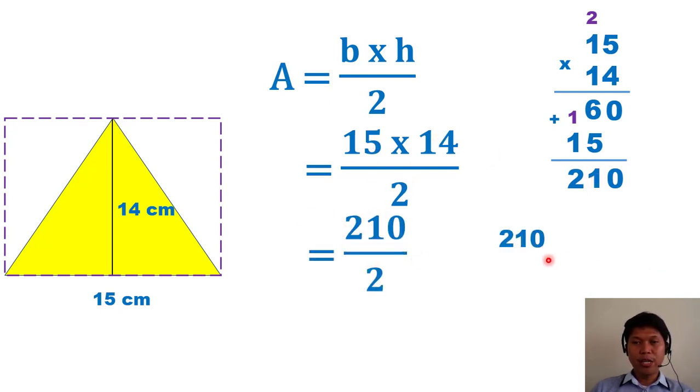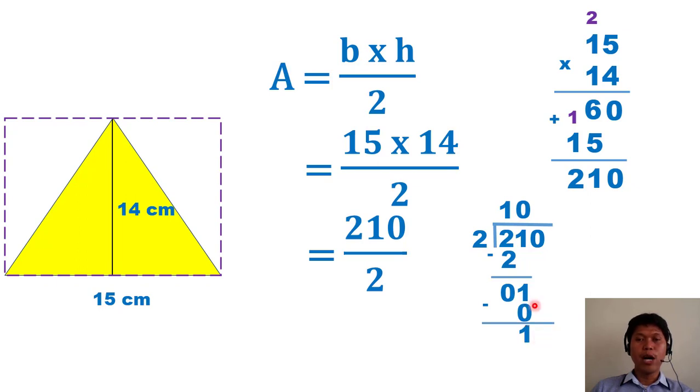So divide 210 by 2. 2 divided by 2 is 1. 1 times 2 is 2. 2 minus 2 is 0. And then bring down 1. 1 divided by 2 is 0, and 0 times 2 is 0. And then 1 minus 0 is equal to 1. Bring down 0. 10 divided by 2 is 5, and 5 times 2 is 10. 10 minus 10 is equal to 0. Therefore, the result is 105.